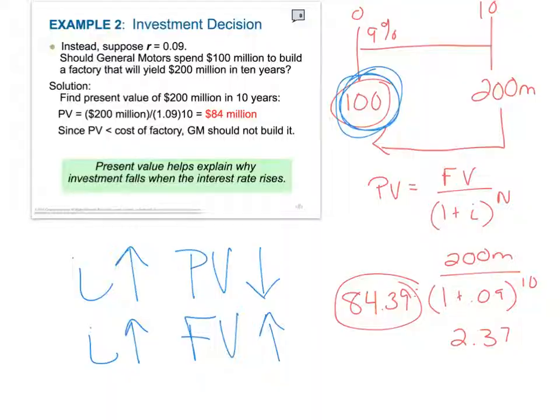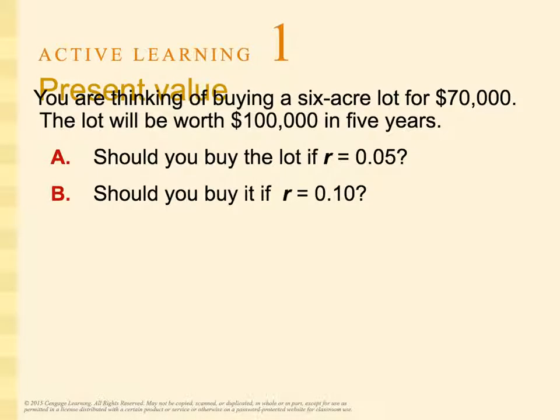Okay, you're thinking of buying a 6-acre lot for $70,000. The lot will be worth $100,000 in 5 years. Should you buy the lot at 5%? And should you buy it at 10%? So if you want, you can go ahead and pause this and work it out. And then I'm going to minimize this, and you can go ahead and check your answers.